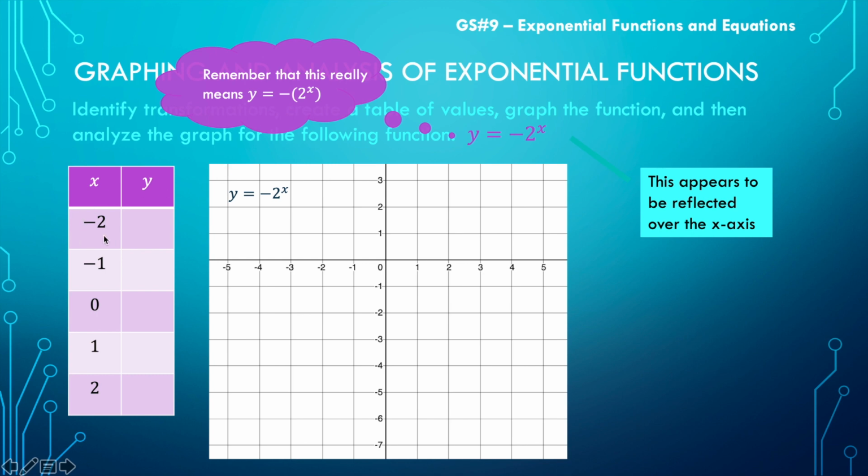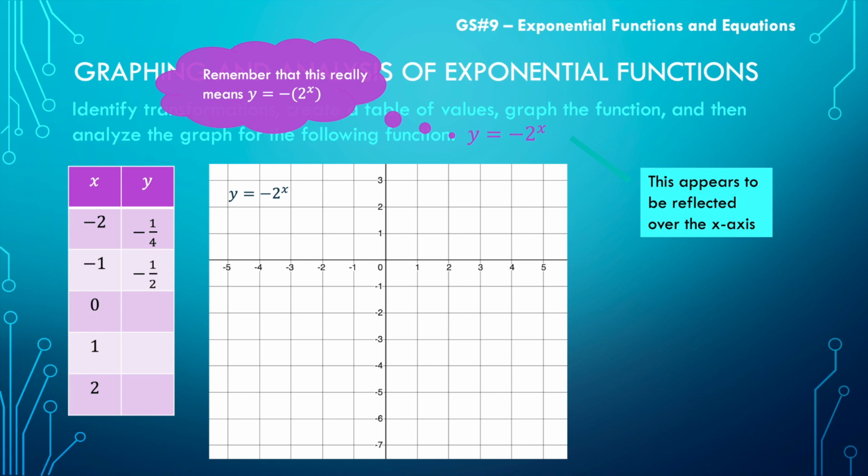So if I substitute this negative 2 in, I'm really saying 2 to the negative 2 power, which is 1/4, and then making it negative. So we would have negative 1/4 there. How about the next x value, which is 2 to the negative 1, which is 1/2, and then negate it, so we would have negative 1/2.